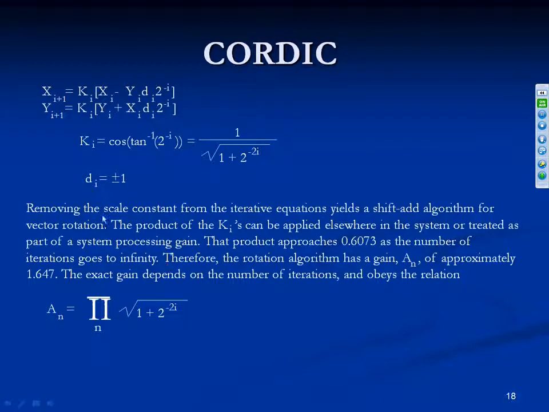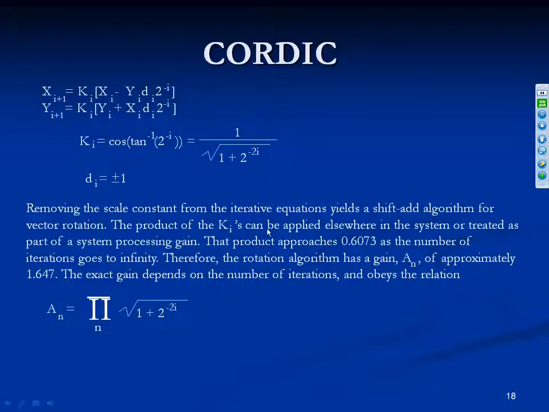Okay, so we'll talk more about this term in a minute. So it turns out that you can remove these constants k sub I, because right now there's a multiplication in here that we don't want to have to do. I'm not going to go through the math for this, but you could remove those k sub i's, which are for each iteration, so that we don't have to do a multiply here. So here's what we do. Removing the scale constant from the iterative equations yields a shift add algorithm, which is this part of the equation. I'll show you how this is just a shift. This part here is a shift, and here's our add or subtract, whatever it happens to be.